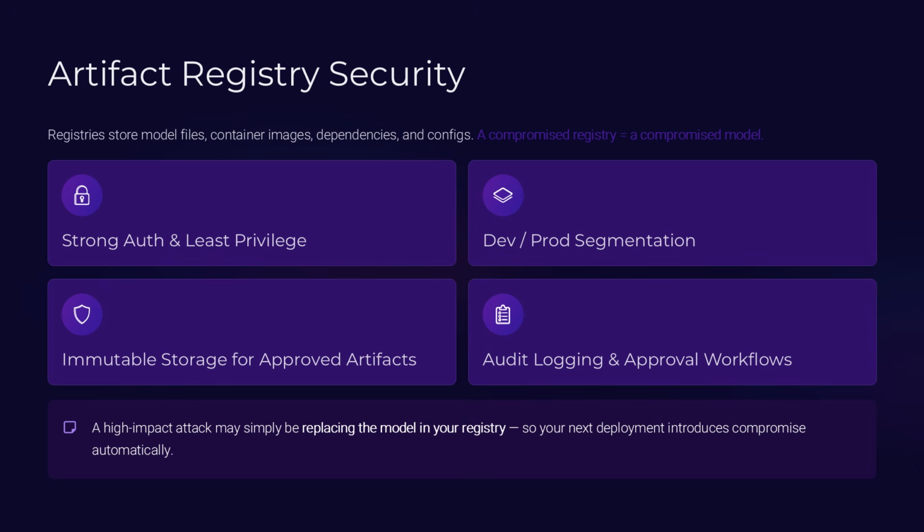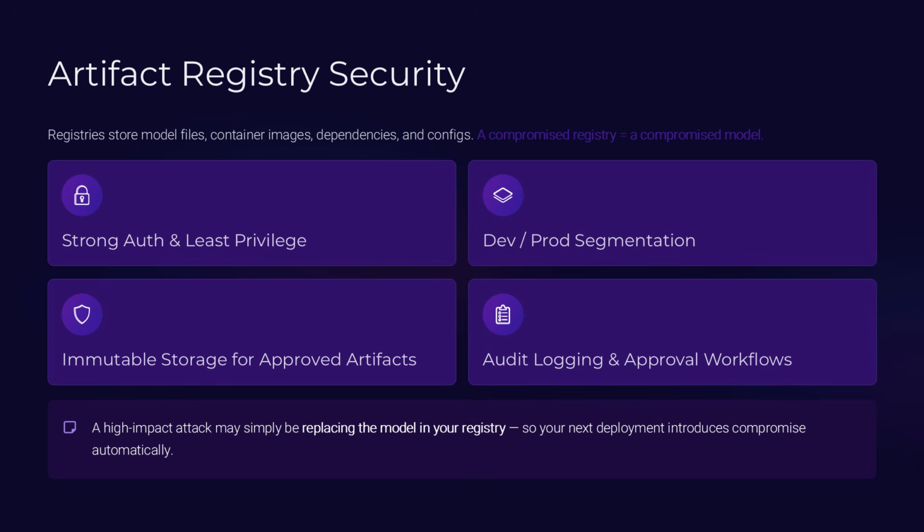The artifact registry. In modern enterprises, models are stored, versioned, and deployed through registries. These registries may store model files, container images containing model runtimes, dependency packages, and configuration bundles. If your registry is compromised, model integrity is compromised. Registry security therefore becomes as important as source code security.